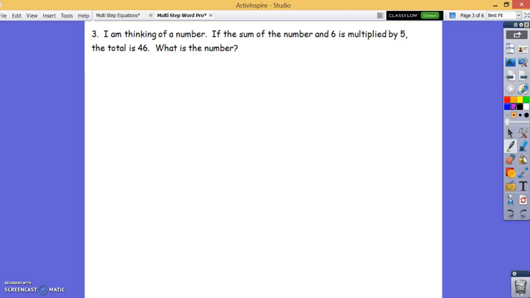I am thinking of a number. If the sum of the number and 6 is multiplied by 5, the total is 46. What is the number? Okay, so I know I'm doing something with the sum of the number, which is x or n or whatever, and 6. If that whole thing is multiplied by 5, which means I'm going to put that in a quantity and say times 5, the total, which means equals, is going to be 46. So we basically have our equation set up for us.